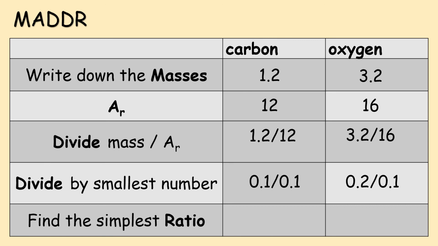For every 1 carbon, I have 2 oxygens. So I've worked out that actually I have carbon dioxide here. For every carbon, I've got 2 oxygens. And that is all that we're trying to do.